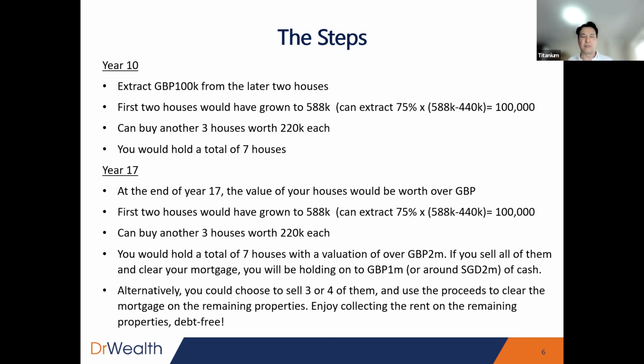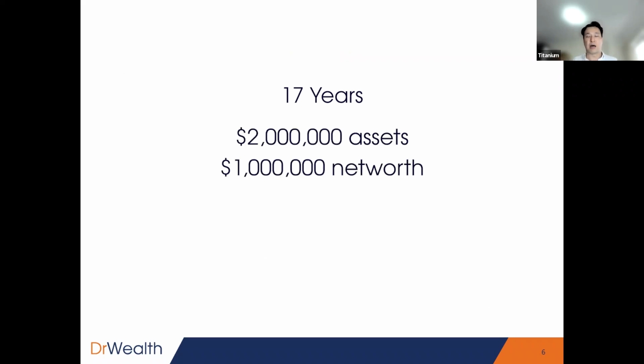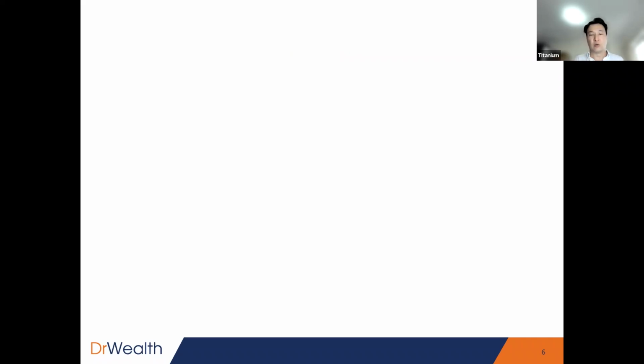If you sell all of them and clear your mortgage, you'll be holding 1 million pounds, or 2 million Singapore dollars, of cash. Alternatively, you could choose to sell 3 or 4 of them and use the proceeds to clear the mortgage on the remaining properties, enjoying collecting the rent on them debt-free. And I've come to the end of the illustration. So it's entirely doable within 17 years to achieve 2 million pounds of assets and 1 million pounds of net worth. Now, all this is done in conjunction with the BRRRR strategy.